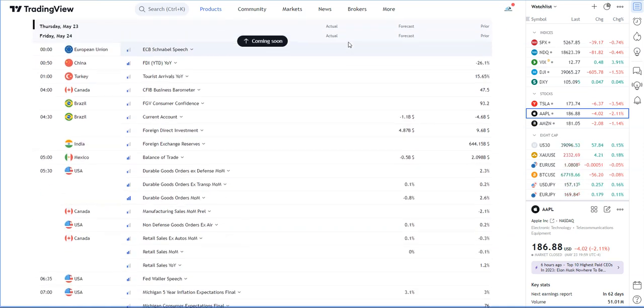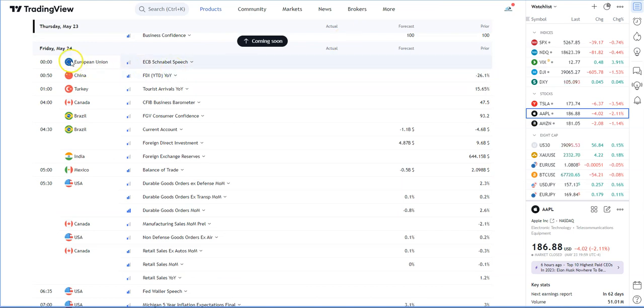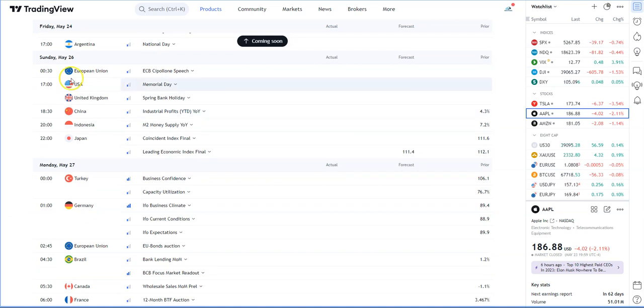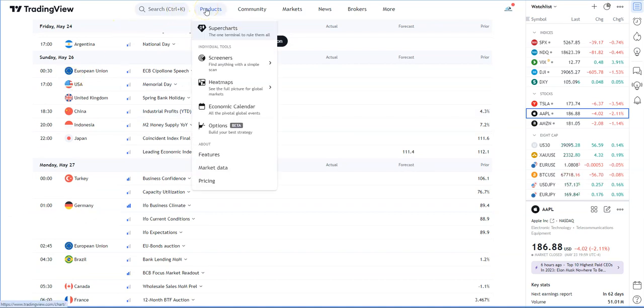Here goes all the stuff from yesterday. And I kind of like how they got these little flags and stuff. It's easier to tell what's going on with your trade. So there we go right here. And that's another part that's really good, because that talks about the economic calendar and the news.